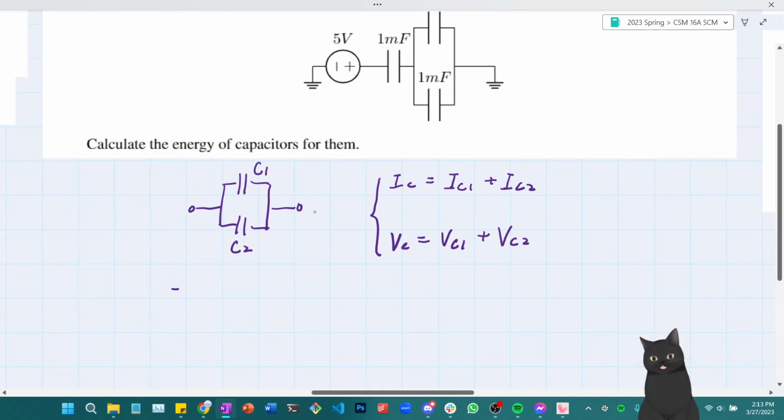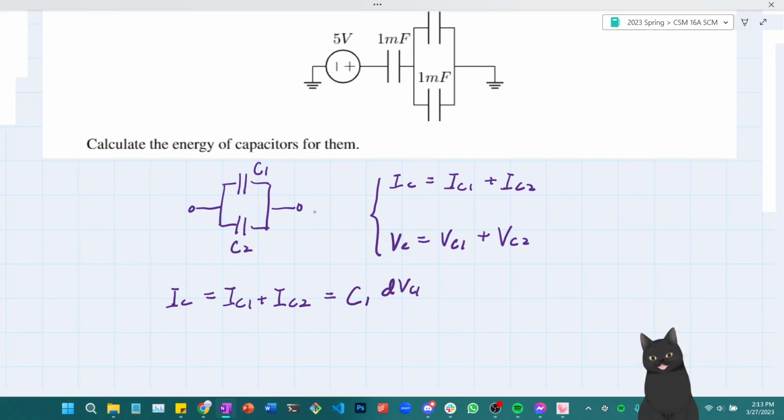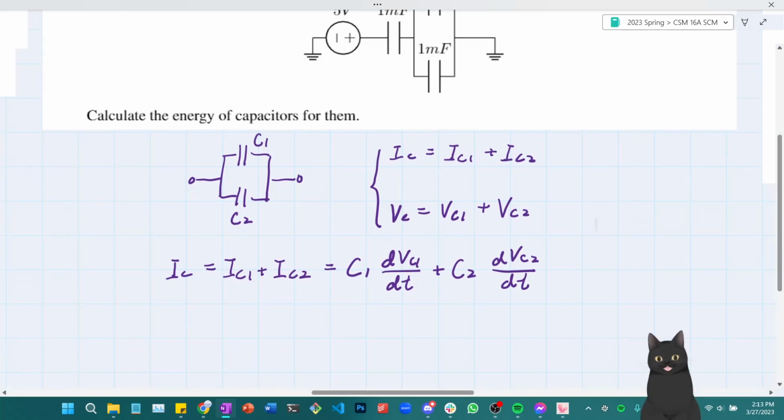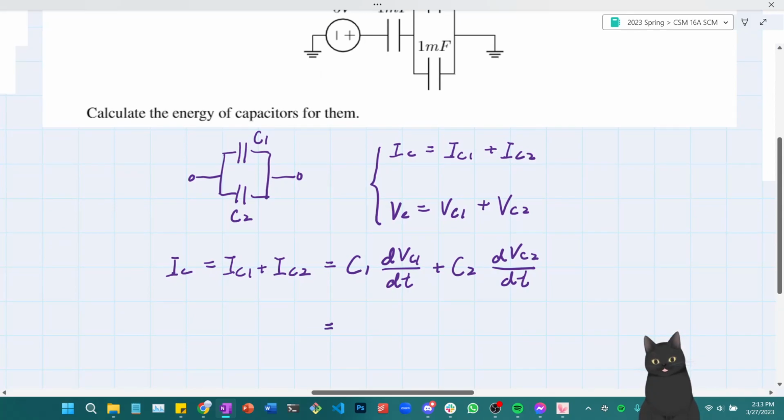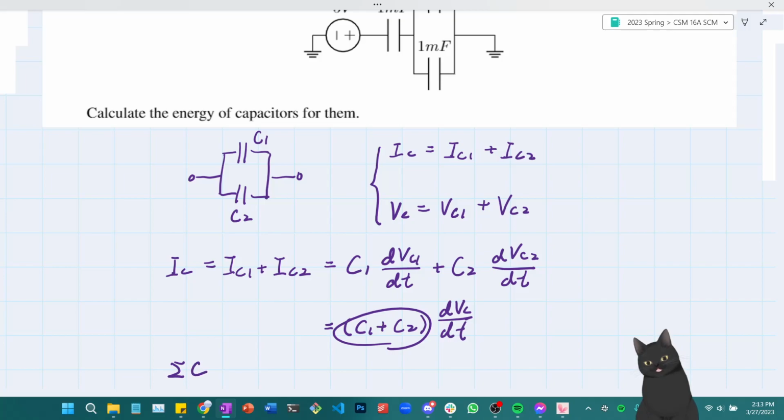This means IC is equal to IC1 plus IC2, which is equal to C1 dVC1/dt plus C2 dVC2/dt. And since VC1 is equal to VC2, this is actually equal to C1 plus C2 times dVC/dt. Therefore, the equivalent capacitance is equal to C1 plus C2 whenever C1 and C2 are parallel. And once again, this corresponds to the overall IV relationship form of a capacitor, that I is equal to C dV/dt.